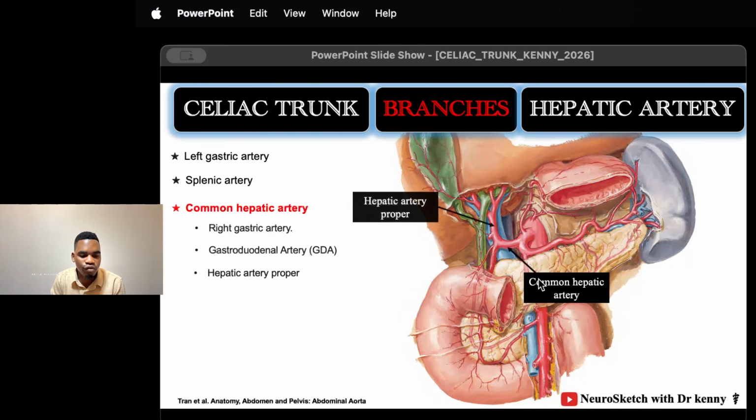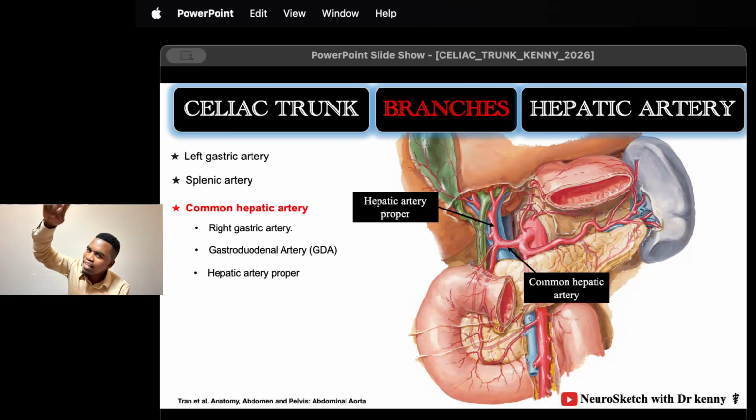So what are the branches of the common hepatic artery? The common hepatic artery is going to give this branch here. This branch is called the GDA, gastroduodenal artery, the famous GDA. You ever heard of the GDA? This is your GDA, the gastroduodenal artery. But it's also going to give this branch which is cut here. This is the right gastric artery. The right gastric artery is a branch of the common hepatic artery, and it is going to anastomose with the left gastric artery on the lesser curvature of the stomach.